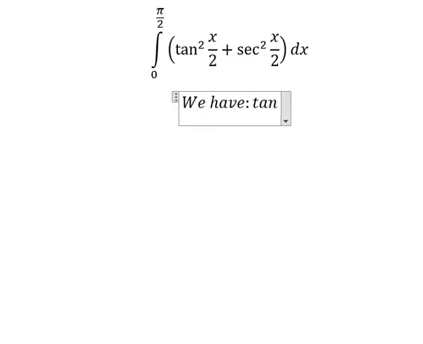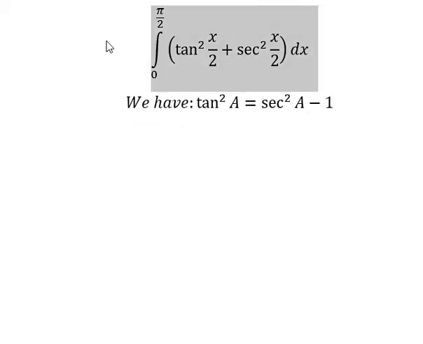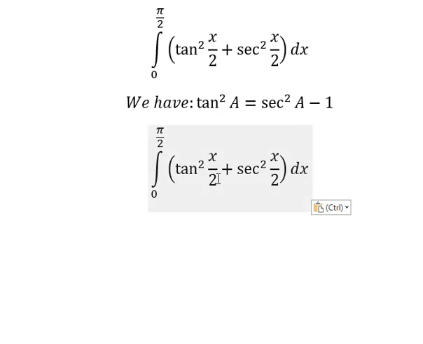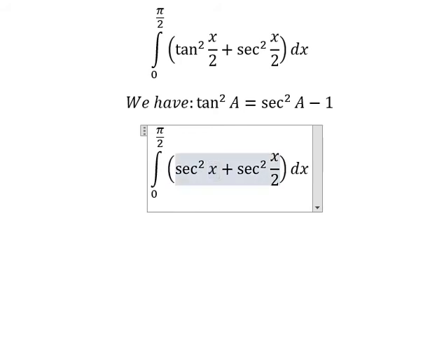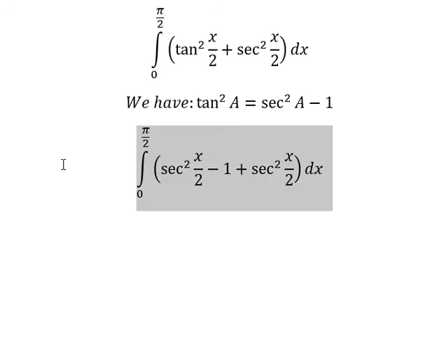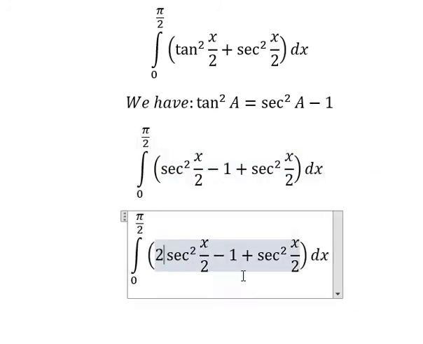That's about tan a squared equals secant of a squared minus 1. So I will change this one into this one. And we have secant of s over 2 squared minus 1. So this one plus this one, you got number 2.